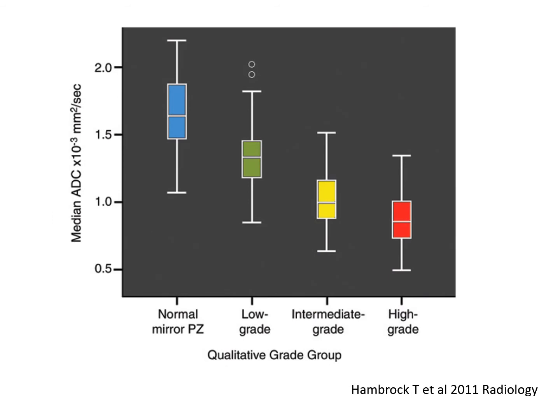And this is another example, another paper, where you can see that the ADC value, from normal to low, intermediate to high grade, drops. And that can help you stratify the different cancers and hopefully pick out the more aggressive, clinically significant ones.